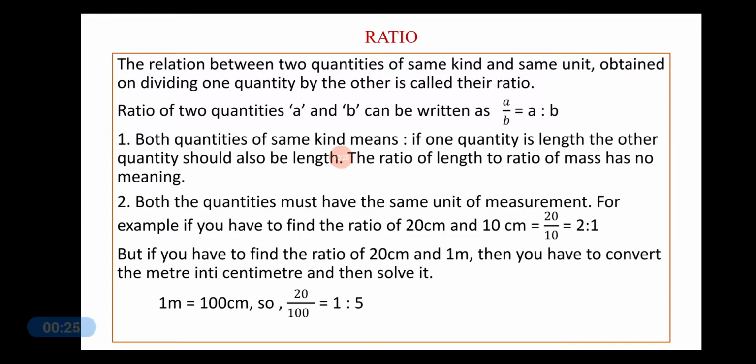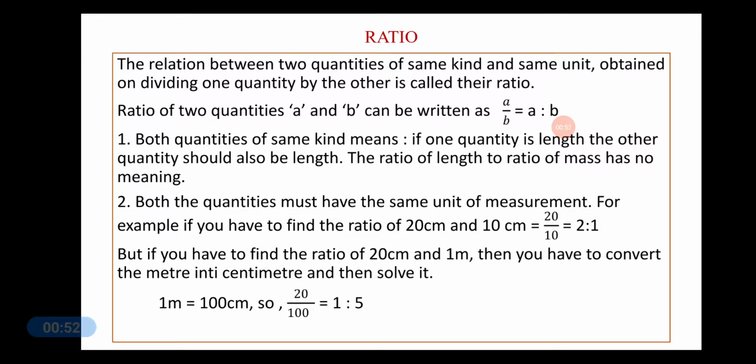That is, if you have to find out the ratio of two quantities like A and B, it can be written as A by B in the fractional form and A is to B as the ratio. So here the relationship between the two quantities A and B, which are of the same kind having the same unit, can be written as A is to B.